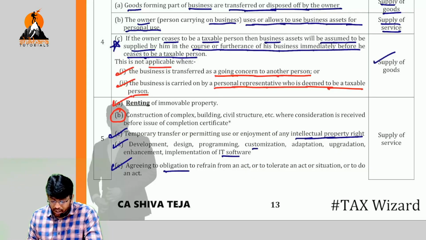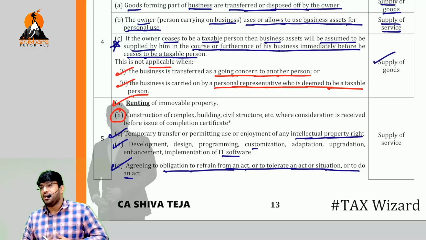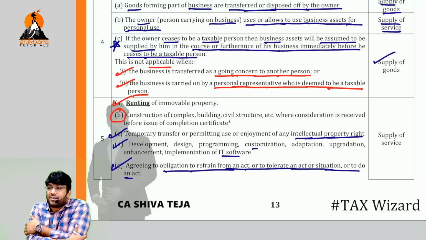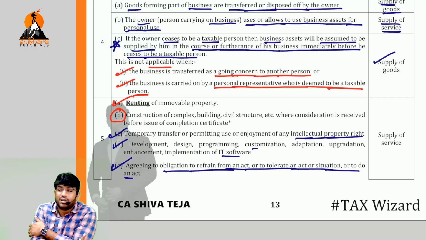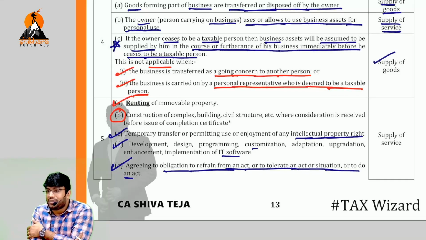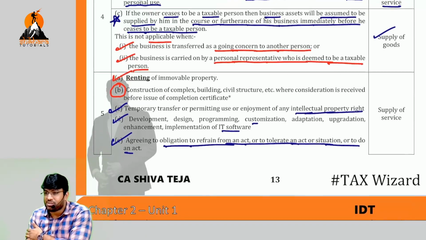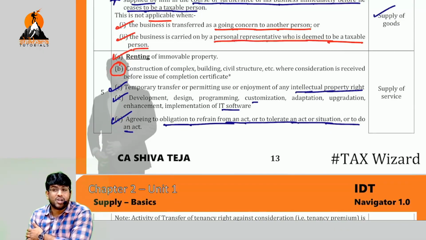Agreeing to an obligation to refrain from an act or tolerate an act or situation or to do an act. So doing something is also service. Not doing something is also service. Accepting is also a service. Correct? Sometimes we tell our friends, can you do me a favor? They will ask what? Please keep silent. That is only a favor, no? But if consideration is there, they are taxable. Even if consideration is not there, also taxable, only if it is covered in 7.1c.